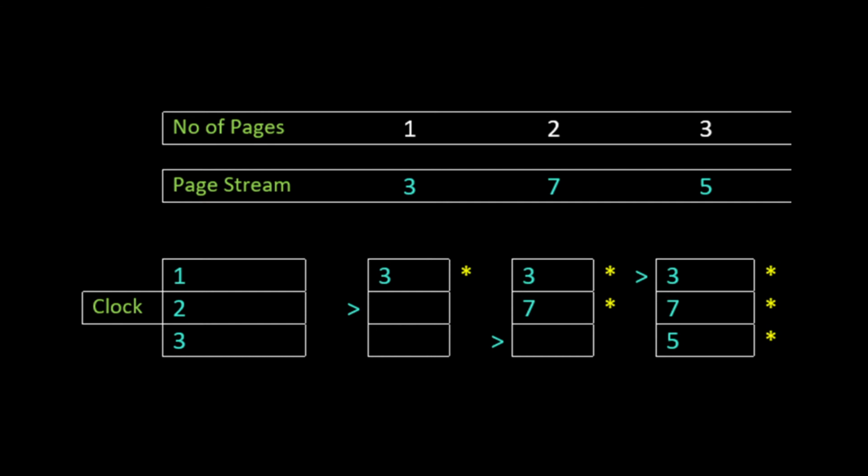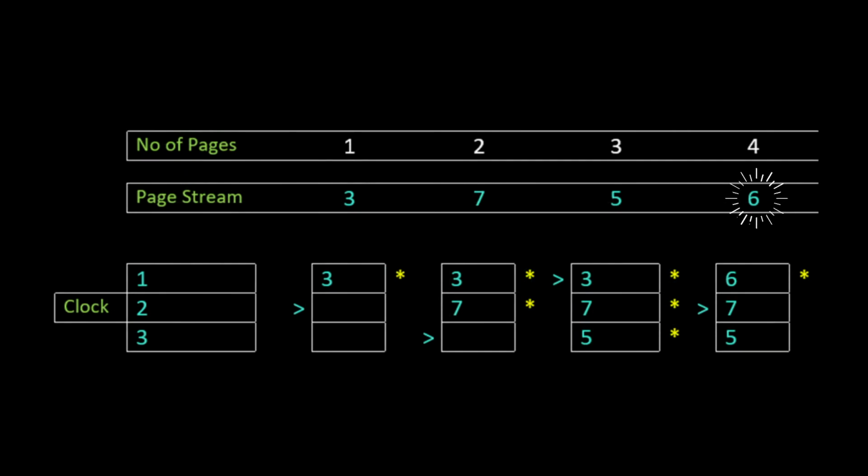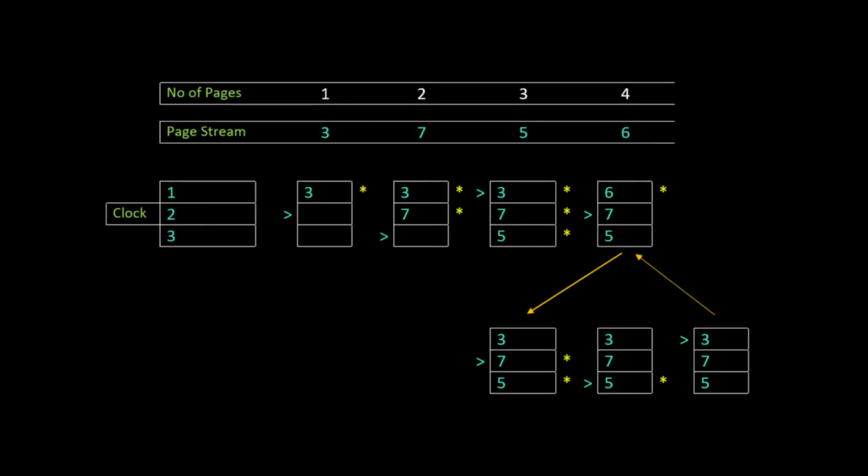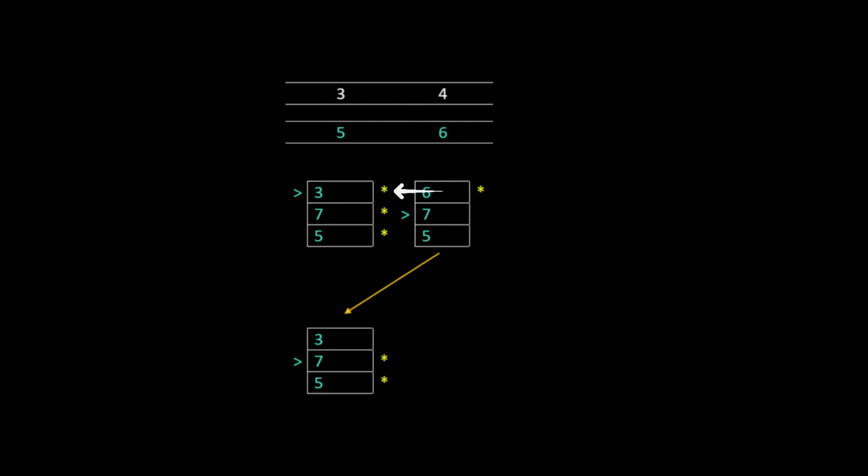Now the arrow pointer will be pointing again to the first frame. Then 6 will be executed. But 6 cannot replace 3 because it has the use bit. So here is the important part. At first, the arrow pointer points to 3 that has the use bit. When it has the use bit, it cannot be replaced.